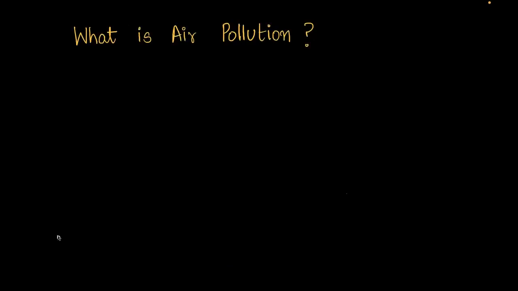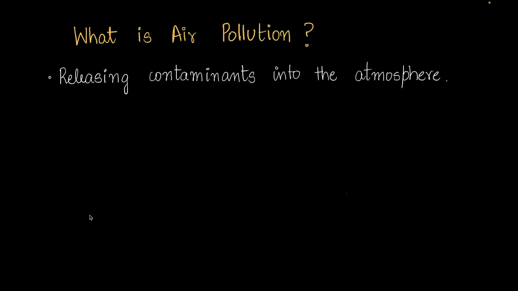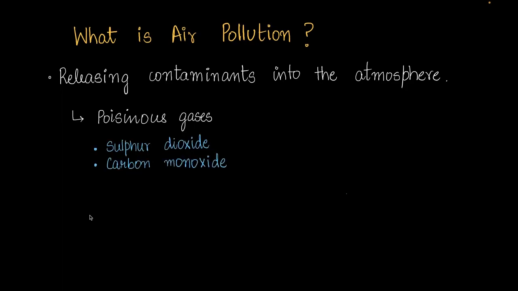What is air pollution? Releasing harmful contaminants into the atmosphere is air pollution. These contaminants can be of different types. It could be poisonous gases like sulfur dioxide, or it could be something like carbon monoxide or nitrogen oxides. These gases are very harmful if inhaled. They could cause diseases like asthma. They could even cause death if inhaled in very large quantities.